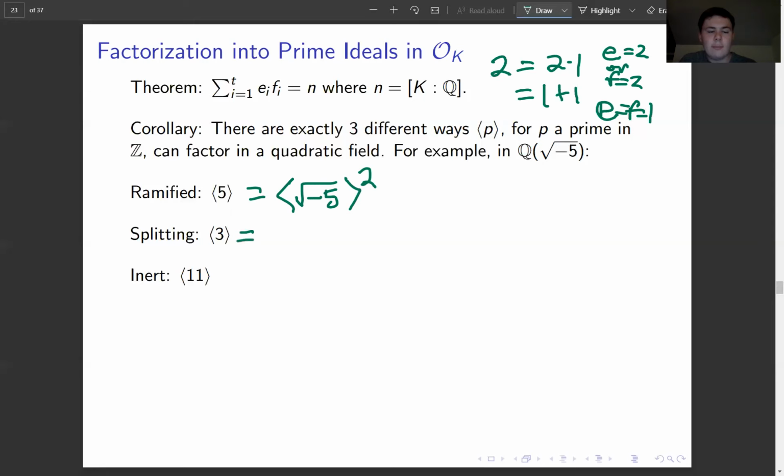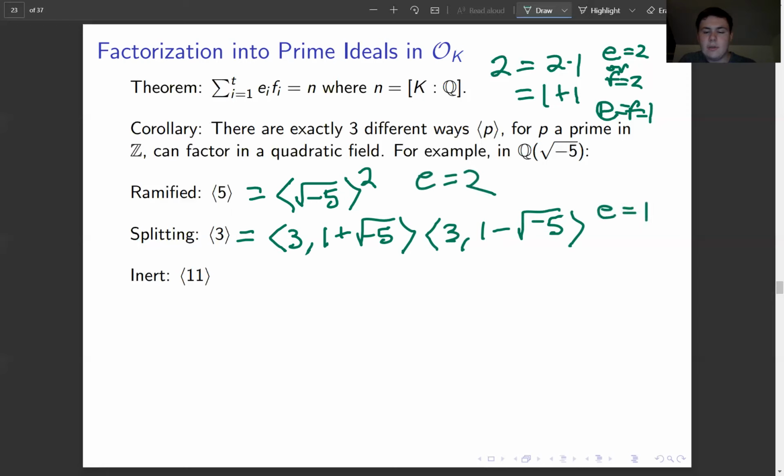We also have the case where a prime splits. In this case, 3 splits into these 2 ideals: the ideal generated by 3 and 1 plus root negative 5, and 3 and 1 minus root negative 5. And in the top case, we had e equals 2, and in this case, we have e equals 1 and f equals 1. And in this case, with 11, we say that it's inert because really it just factors as itself. It's already prime. And this is the case where f equals 2. So these are the 3 cases you can have in factorization into prime ideals in a quadratic field, remember.